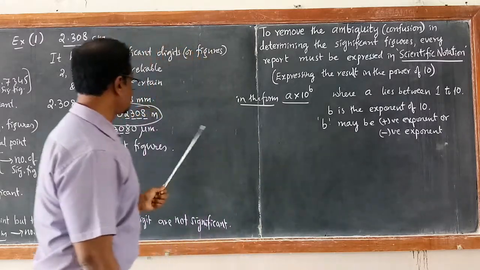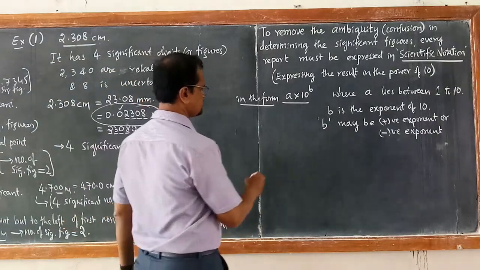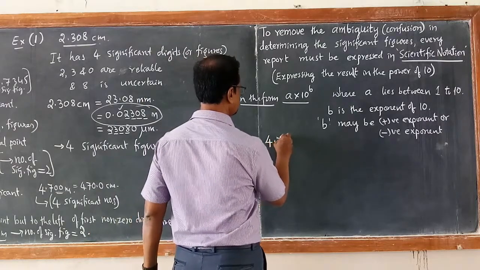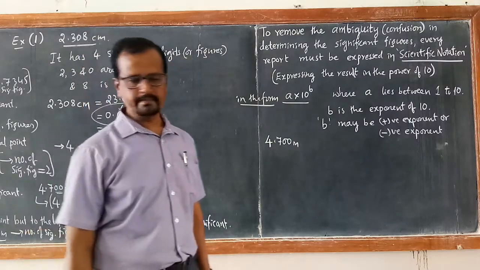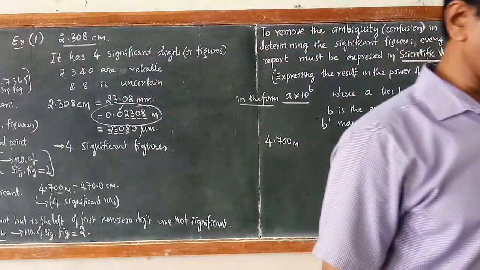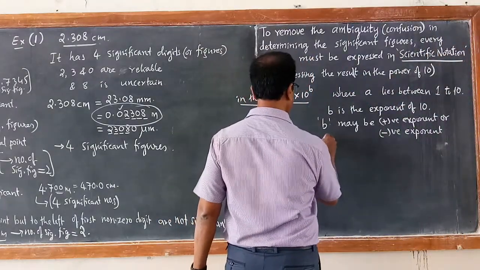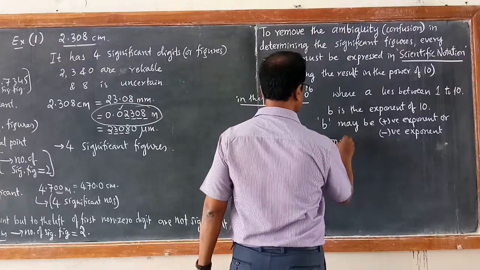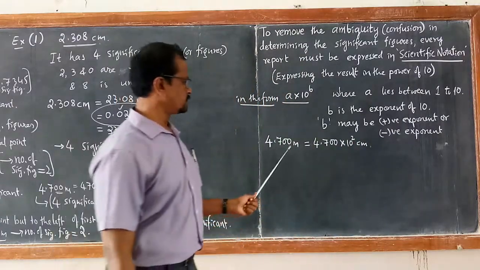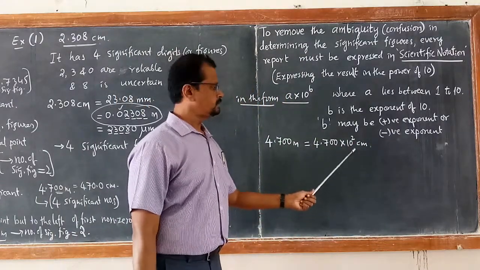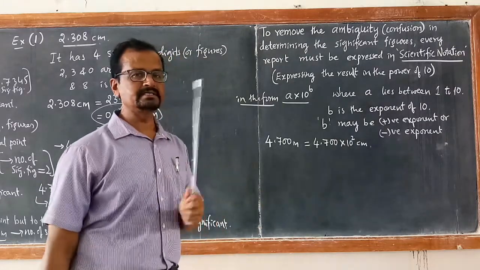Now this helps us to find the significant figures. Let us take the same example, 4.700 meter. 4.700 meter can also be expressed as 4.700 into 10 to the power of 2 centimeter. This is simple because we know that 1 meter is equal to 100 centimeter, so 100 can be written as 10 to the power of 2 centimeter. So the significant figures remain the same.